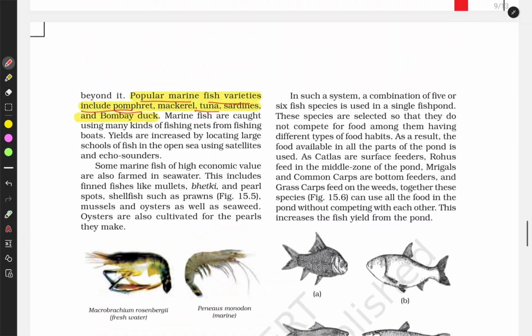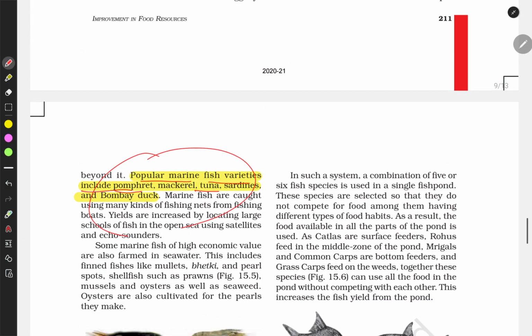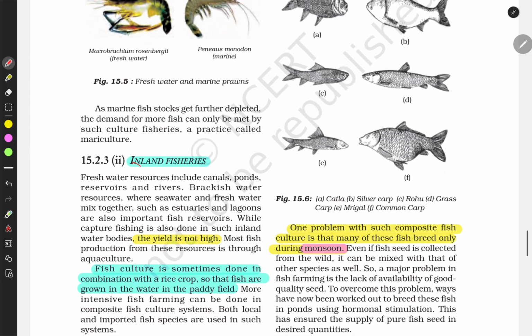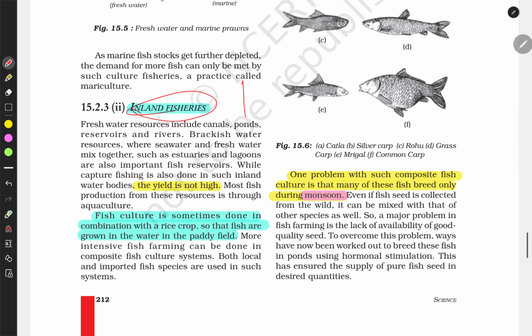These are the marine fishes which are in the sea water, and another type of fish category is inland fishes, which are in the rivers and ponds. In these, yields are not high, only a limited number of fishes can be there. Fish culture is sometimes done in combination with the rice crop, so that the fish are grown in the water in the paddy fields.